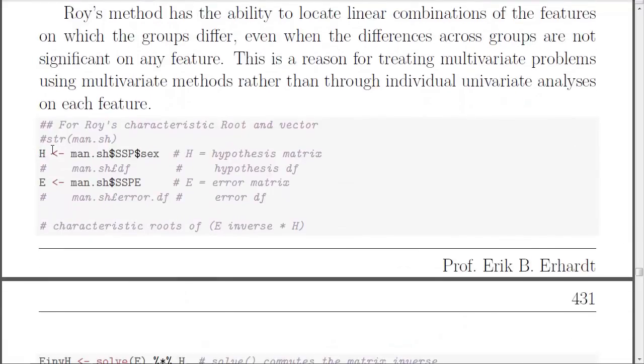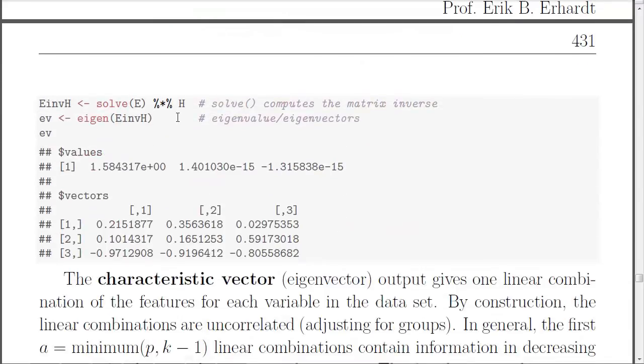So if I pull out the hypothesis sums of squares and the error sums of squares, those two matrices that we saw above, and I perform E inverse times H, that matrix multiplication there, and ask about the eigenvectors and eigenvalues of that matrix, it gives us the eigenvalues and the eigenvectors.